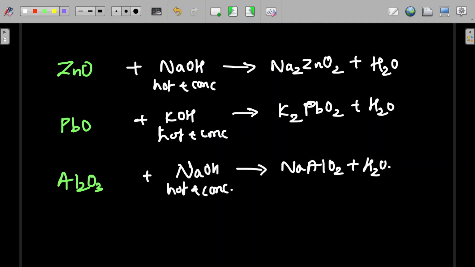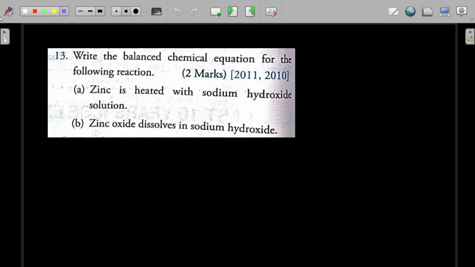So see the question here. Write the balanced chemical equation for the following reaction. Here, first case, zinc is heated with sodium hydroxide solution. Now, don't go for that precipitation and all. You are not taking zinc nitrate or zinc sulfate. You are taking zinc metal. Okay. So, your reaction should be zinc metal plus NaOH.